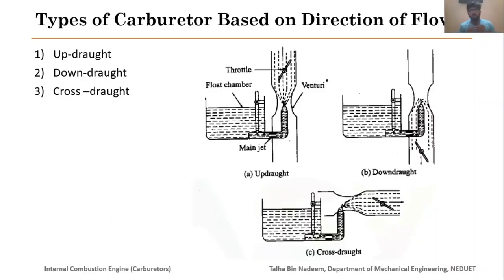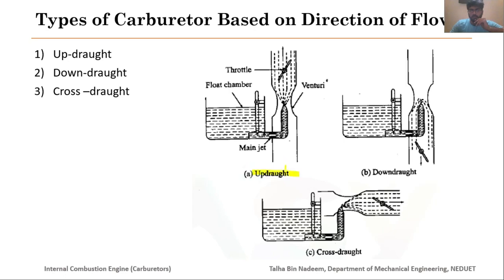Now moving towards the last topic of today, and that is some basic types of the carburetor, which are based on the direction of the flow. So here you can see we have 3 basic types of a carburetor. First one is updraught, then the downdraught, and the third one is cross-draught. I have also mentioned the figures, the diagrams of these types of carburetor here as well.